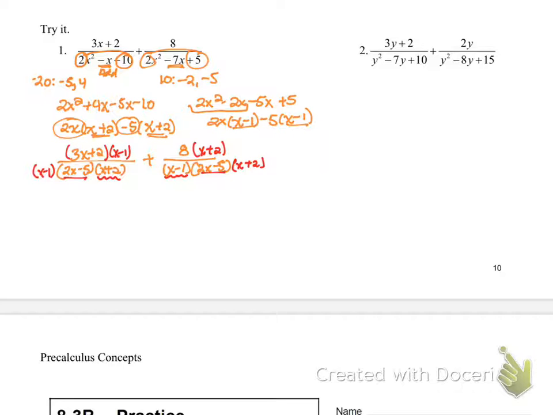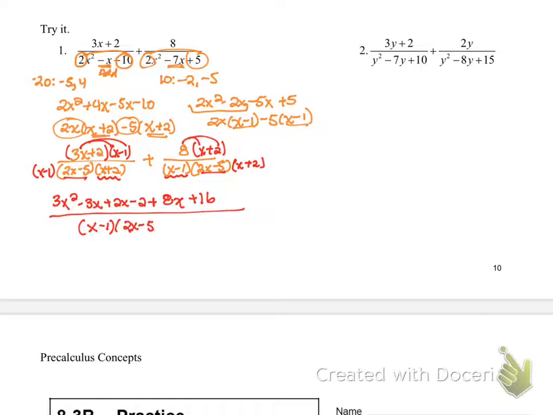Now we distribute on top. So if we FOIL this first set here, that's going to be 3x squared minus 3x plus 2x minus 2. And then I'm just going to keep going across the numerator. This is 8x plus 16. And then when we add fractions, our denominator stays the same. So I can just write it once now.